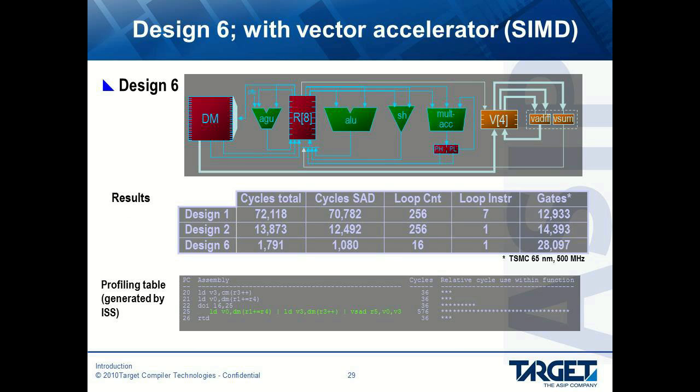In Design 6, we've added some vector registers in hardware. We've made a vector add and a vector subtract. We've added ILP, instruction level parallelism. You can see in the green code there. And we've gone down from 72,000 total cycles in Design 1 to 1,791 total cycles.